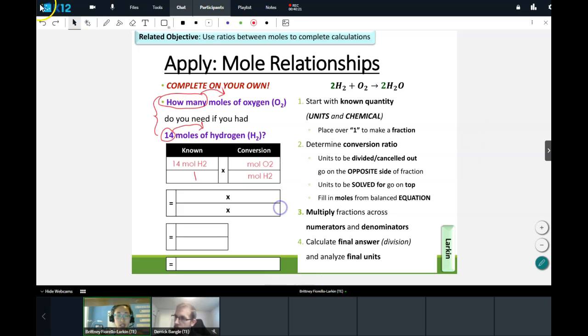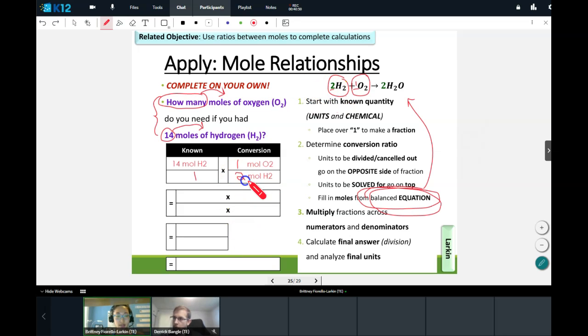Great. Now we can go ahead and fill it in using our balanced equation right here. So taking a look here, how many moles of O2 are in my equation? Yes, there's just one. It's a blank. Blanks mean 1. And how many moles of H2 are in the equation? Look at its coefficient, its big number. Beautiful. Yes, that would be a 2.